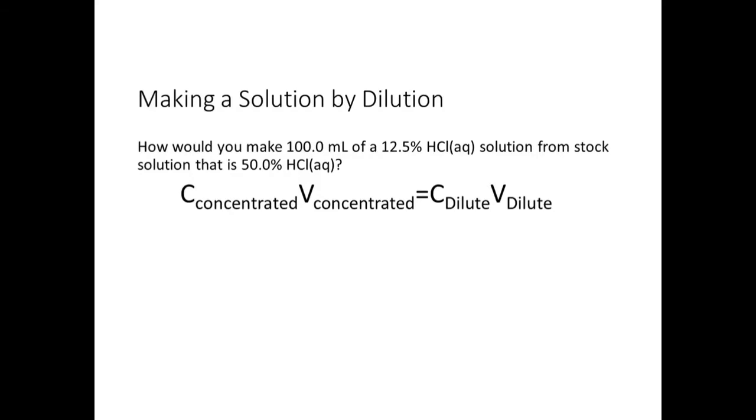Let's take a look at another example. How would you make 100 milliliters of 12.5% hydrochloric acid solution from a stock solution that is 50% hydrochloric acid? Well, I'm wanting to make 100 milliliters of solution. So that's the volume of my dilute solution. I'm wanting my dilute solution to be 12.5% hydrochloric acid. So that's the concentration of my dilute. I'm given the concentration of my concentrated solution. I just need to solve for what volume of it I'm going to need. So plug and chug away.